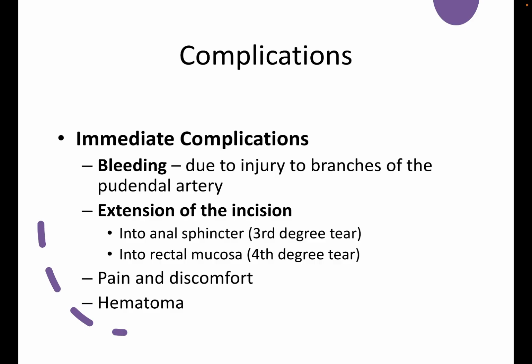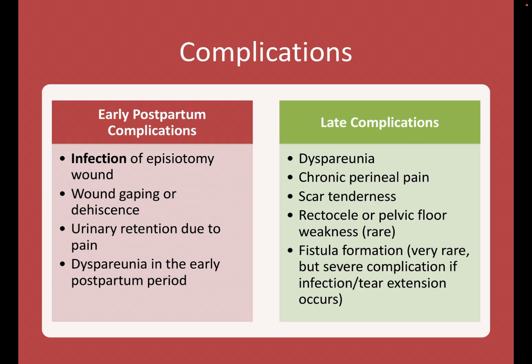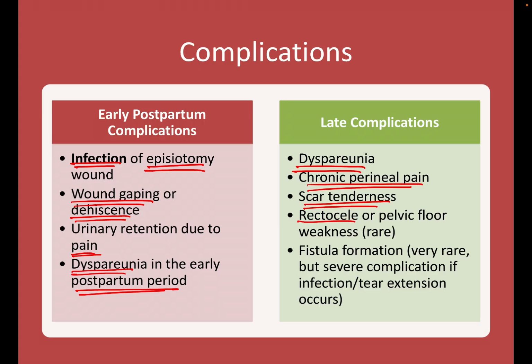Complications. The immediate complications are bleeding due to injury to the branches of the pudendal artery, extension of the incision into the anal sphincter, that is third degree tear, or into rectal mucosa, which is fourth degree tear, pain and discomfort, followed by hematoma. The early postpartum complications include infection of the episiotomy wound, wound gapping and dehiscence, urinary retention due to pain, and dyspareunia. Late complications include dyspareunia, chronic perineal pain, scar tenderness, rectocele or pelvic floor weakness, then fistula formation, which is a very rare but severe complication if infection or tear extension occurs.